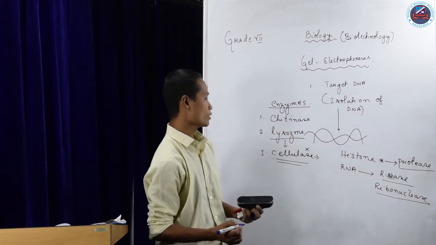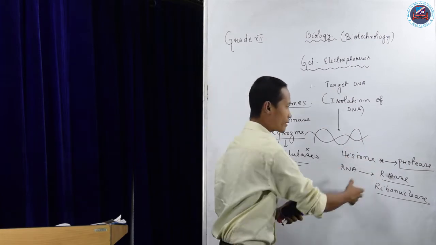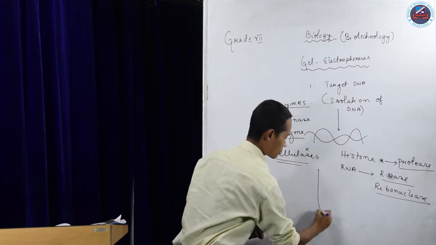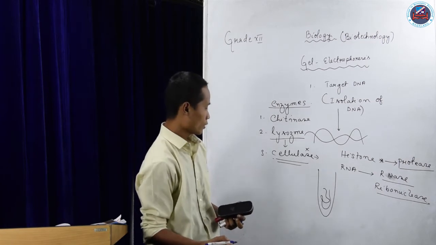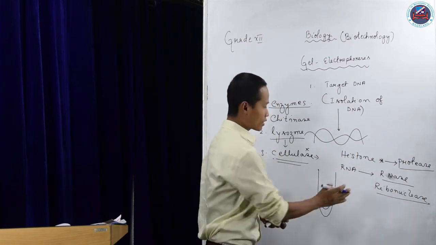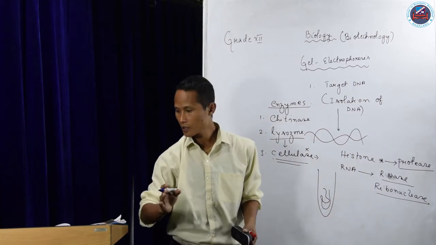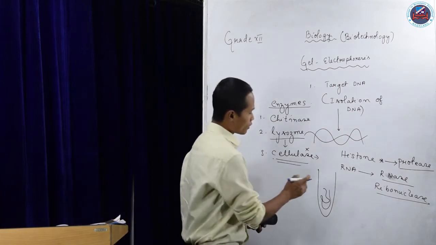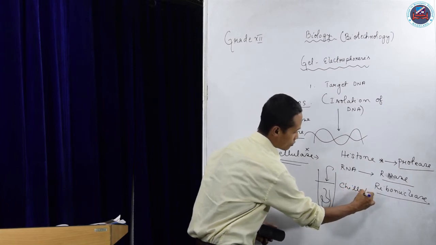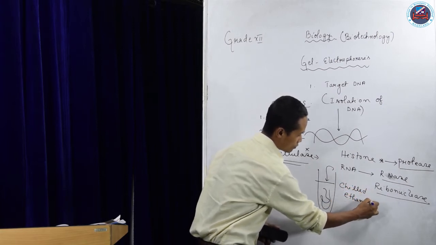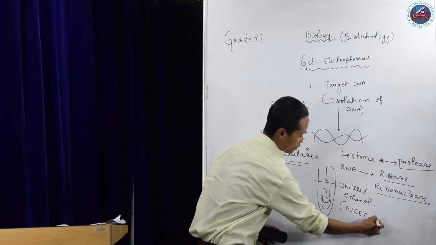So these can be degraded, and then in a test tube you get only your DNA fragments. There may be histone, protein, or RNA, but all of these will be degraded with the help of enzymes. After degradation, you have to add chilled ethanol. This question came in your medical examination in 2017.